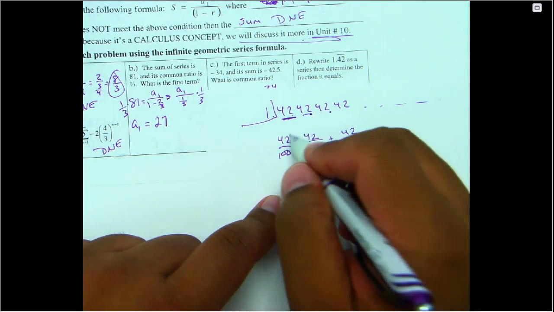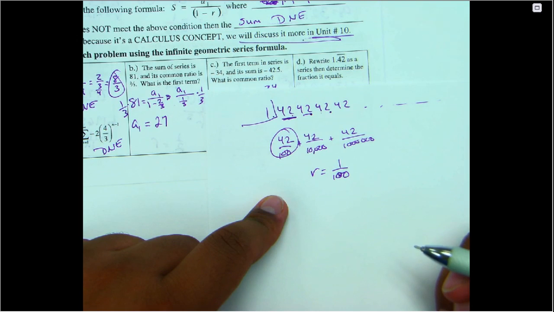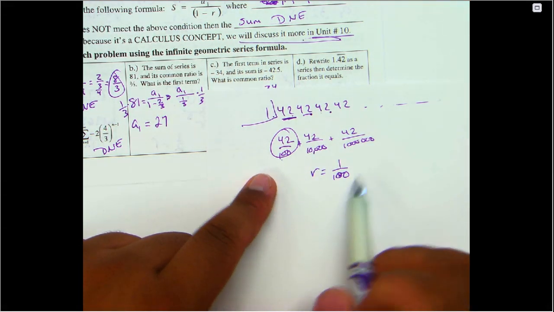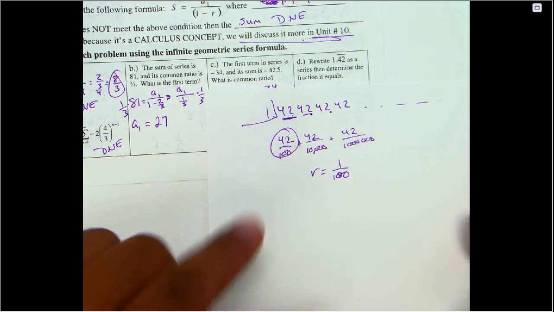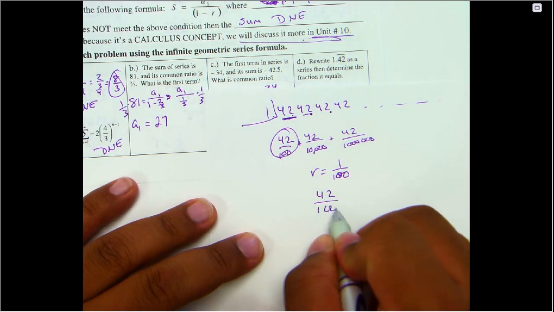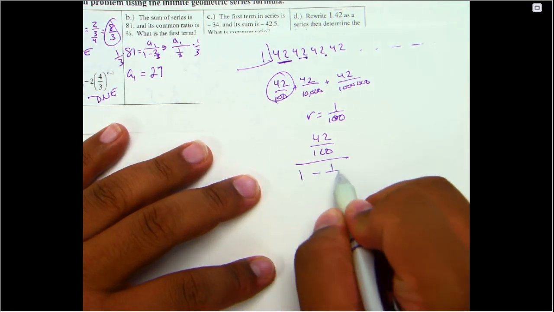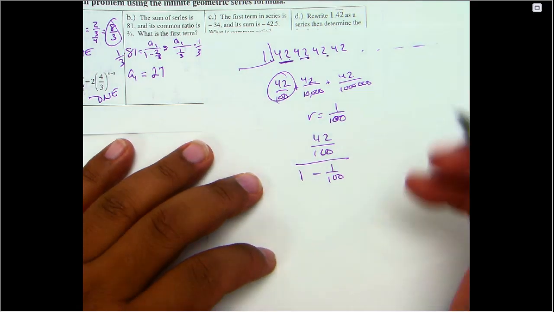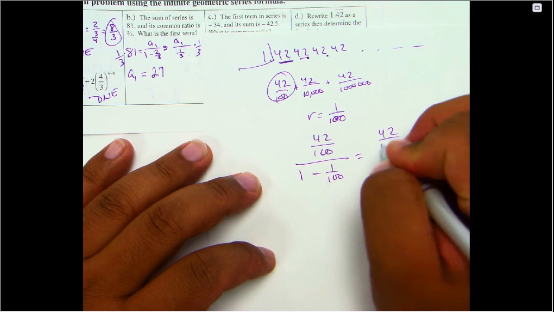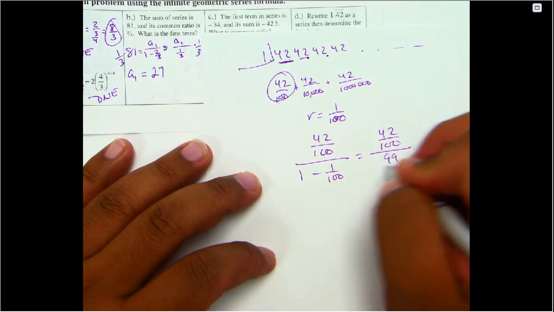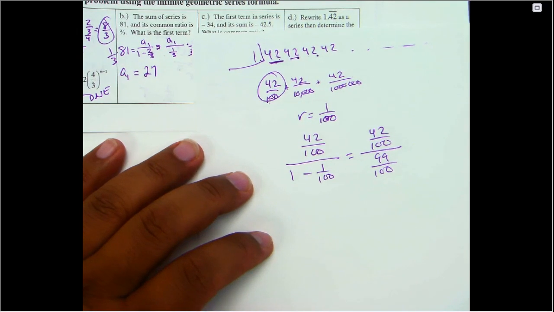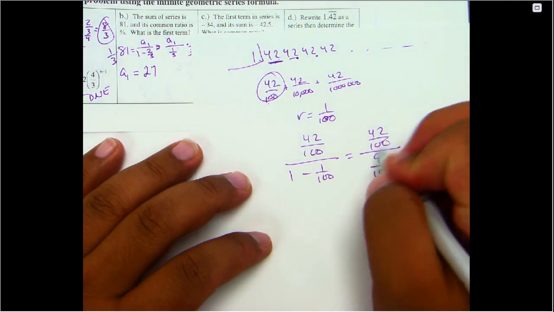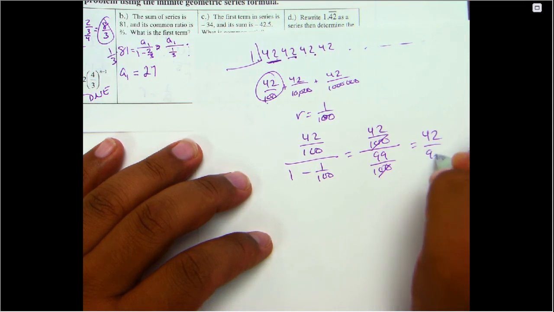What's my first term? Okay, is this going to ever end? No, it's an infinite series now. Okay, so you have your first term and your R. That's all you need to find the sum of the infinite series, right? So you have 42 over 100 over 1 minus 1 over 100. Okay, that's 42 over 100 over 99 over 100. What happens to the 100s? And that just leaves you with 42 over 99.